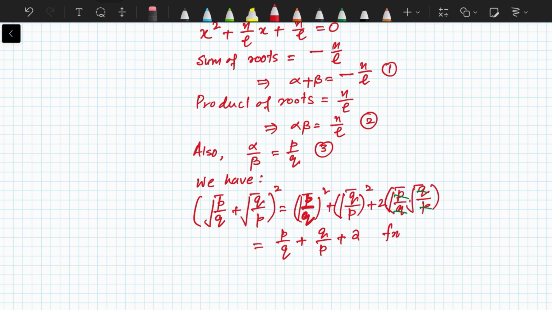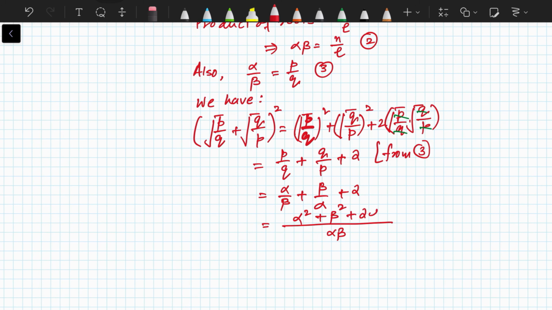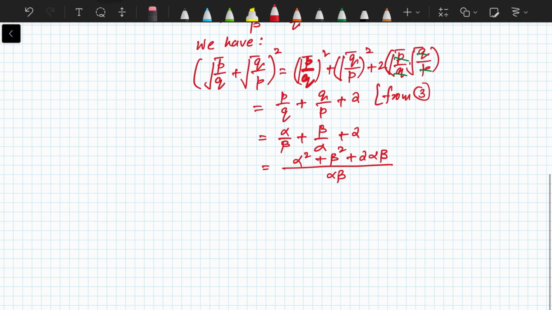From number 3, I can replace this p over q by alpha over beta. So the first part is alpha over beta, the second part is beta over alpha, and plus 2. If I go for the LCM, LCM is alpha into beta. You will have in the numerator alpha squared plus beta squared plus 2 alpha beta. That's a perfect square trinomial again. So this is going to be alpha plus beta whole square divided by alpha into beta.